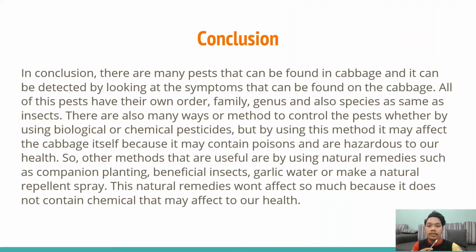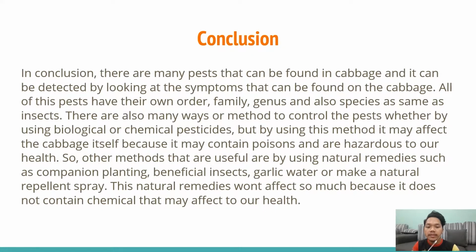In conclusion, there are many pests that can be found in cabbage, and it can be detected by looking at the symptoms that can be found on the cabbage. All of these pests have their own order, family, genus, and species, which is same as insect, and there are also many ways or methods to control the pest, whether by using biological or chemical pesticide.